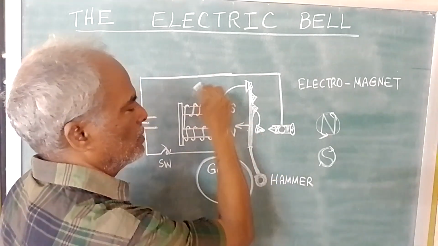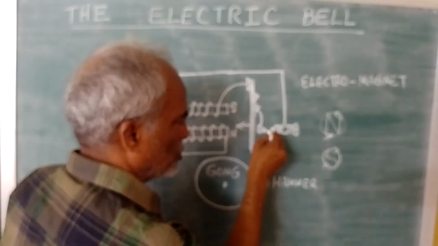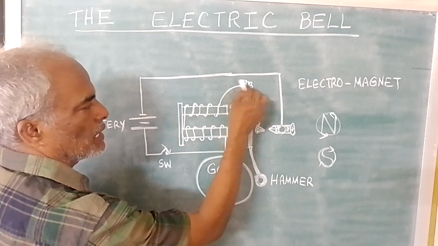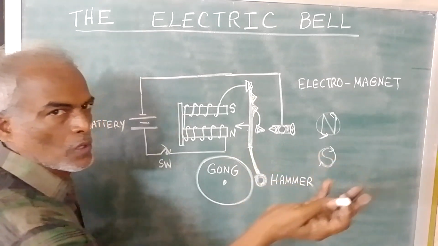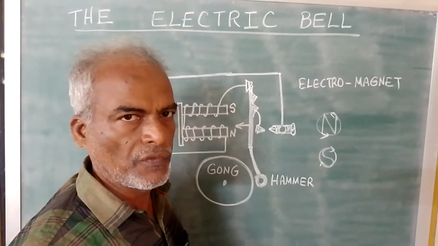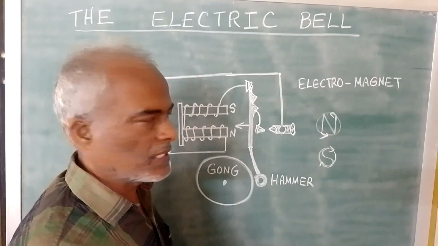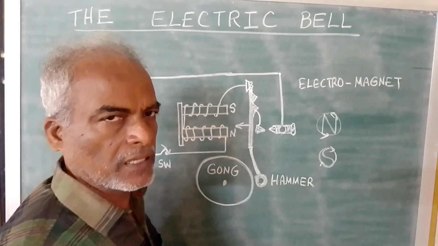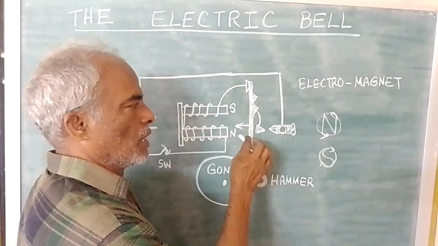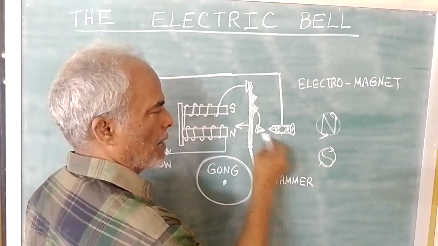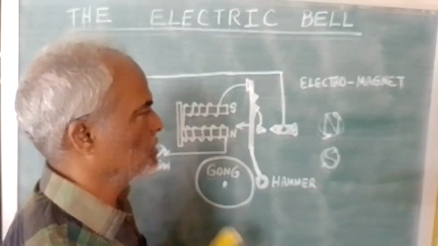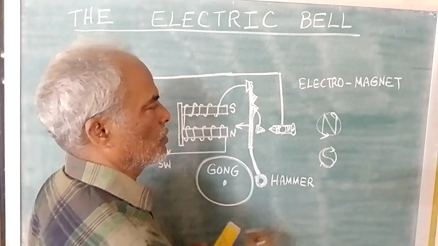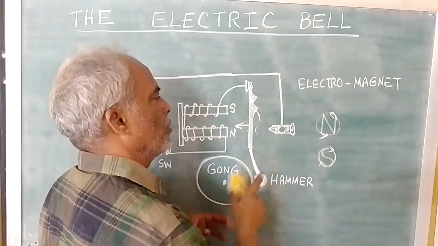Now what will happen? There is no flow of current because here you see an open circuit. Because the current flows like this, it goes like this, and from here to here there is no connection. It's an open circuit, so no current will flow. So what happens is, this electromagnet is no more an electromagnet. So what will happen? This hammer will once again go back, because it loses this attraction property. So it goes back once again to the original point.